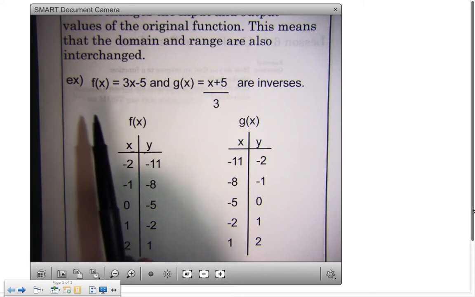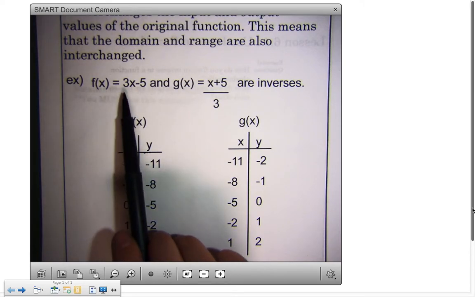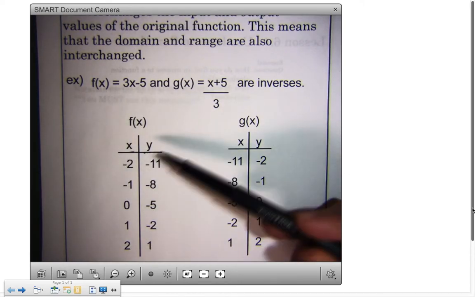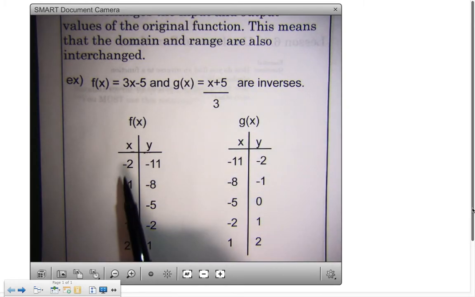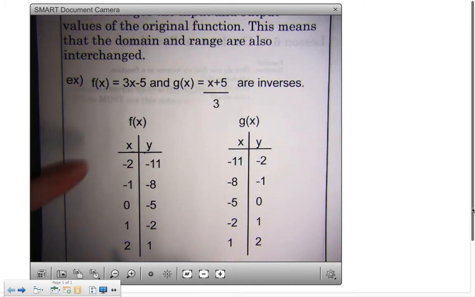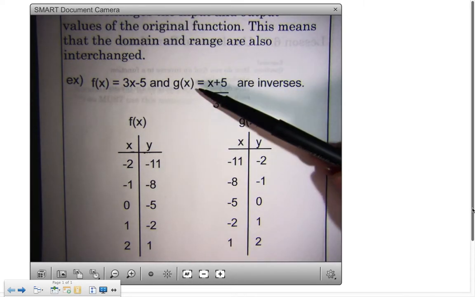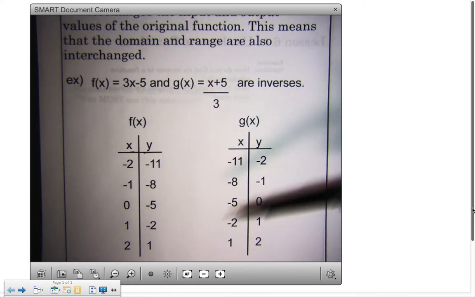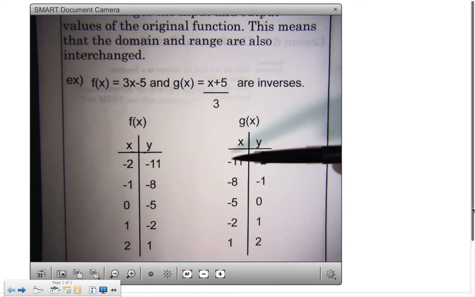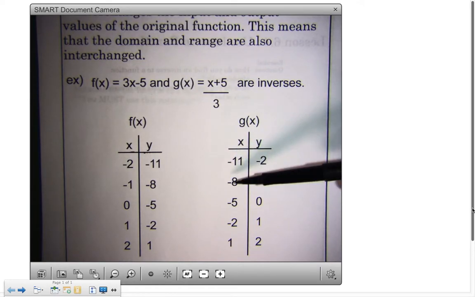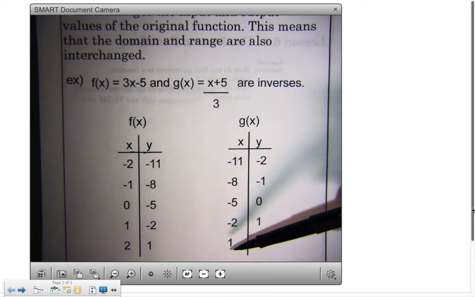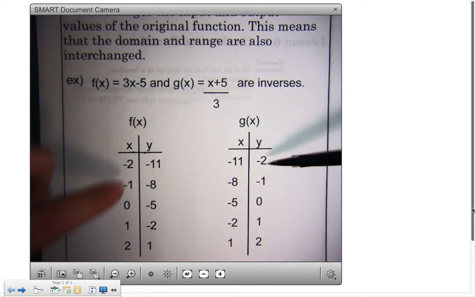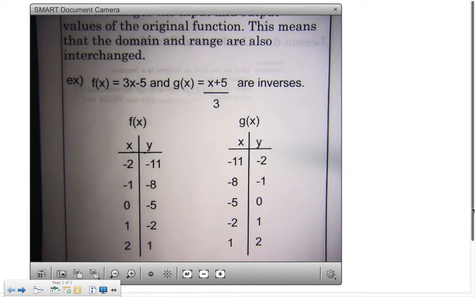So if you're looking at the first function, we've got 3x minus 5. This table is representing some x values. If you plugged in negative 2 through 2 into this function, these would be your outputs. G of x is its inverse. So if you switch x and y, if we were to plug in negative 11, negative 8, negative 5, negative 2, and 1, we would get out the same x values as the first one had.